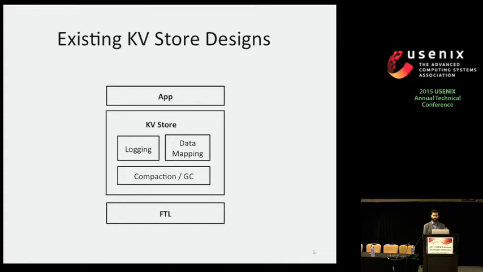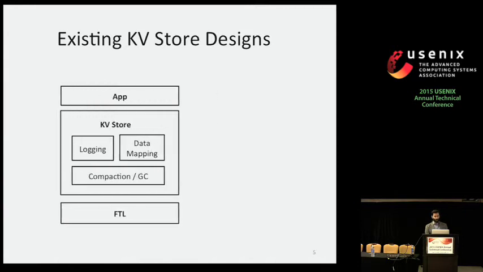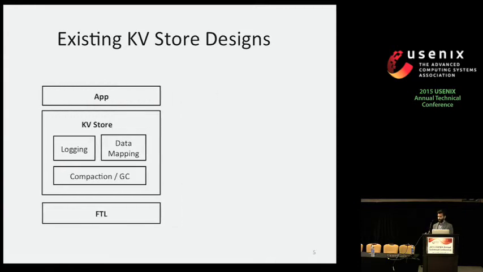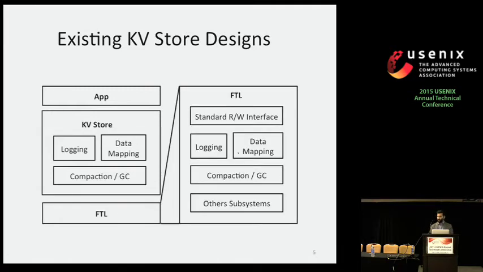Now, if we look at the design of existing KeyValue stores, we typically find something like this. We have an application that interacts with the KeyValue store, and this KeyValue store usually provides some logging mechanism so that you're always writing out of place and taking advantage of sequential writes. By doing so, you also require some data mapping techniques that allow you to know where your data is. And of course, you have to have some compaction or garbage collection technique that allows you to reclaim space that is no longer used. But if we also take a look at the FTL, which is the software layer that basically makes the flash look like a block device, we see that some of this is already in the FTL.